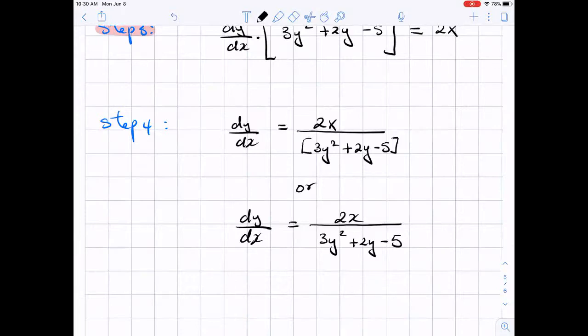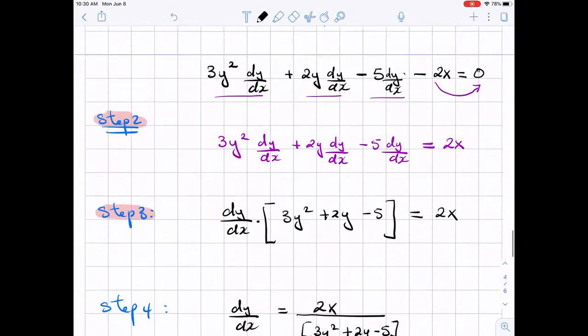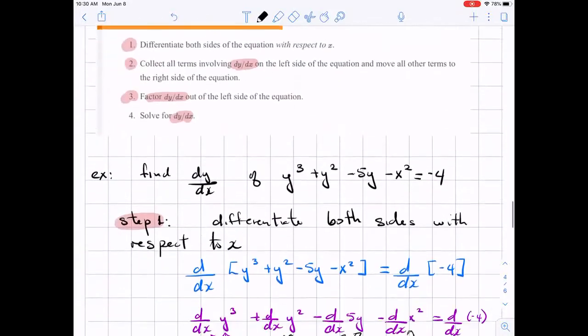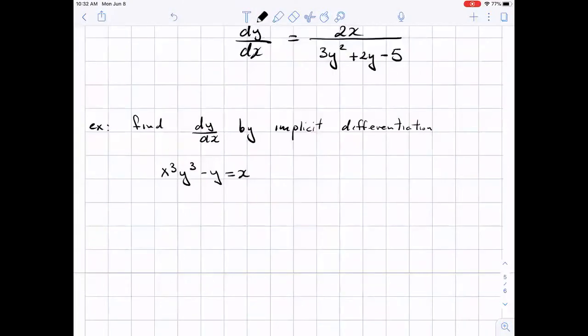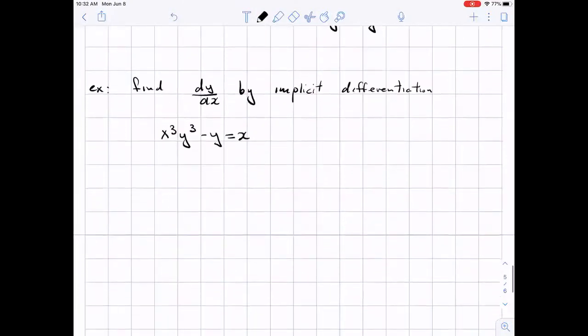And that's totally the derivative of an implicit function, because if you notice, the function given here was implicit, right? Y was not by itself, okay? So there's a series of steps to follow, and once that series of steps is followed, then we just solve and isolate. So let's look at another example, okay?